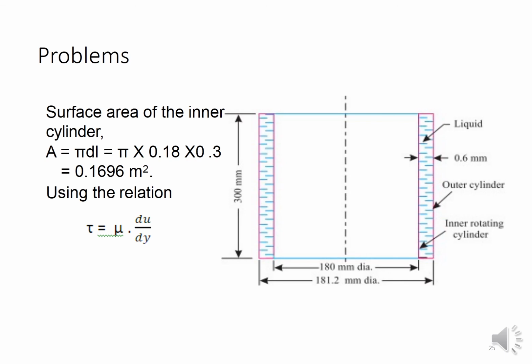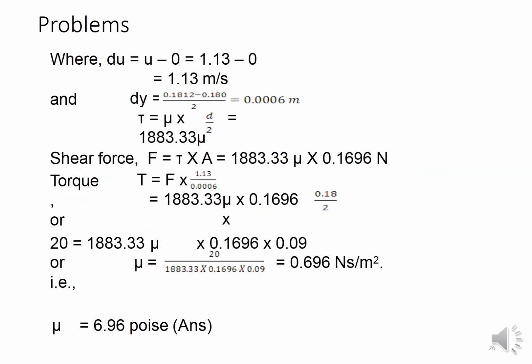So using the relation tau is equal to mu into du by dy. So du is equal to what? The outer cylinder is fixed, so its velocity is 0. So u minus 0 is 1.13 minus 0, 1.13 meter per second. What is dy, the distance? 0.1812 minus 0.18, divided by 2, is 0.006 meters. So torque is what? Torque is D by 2 into force.